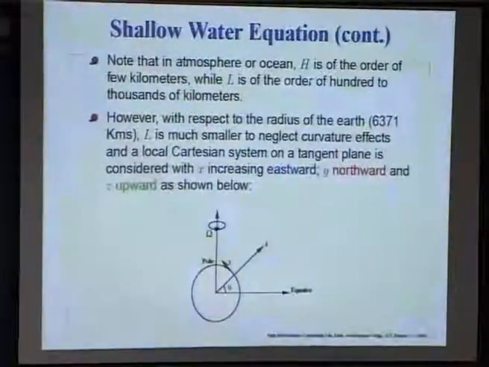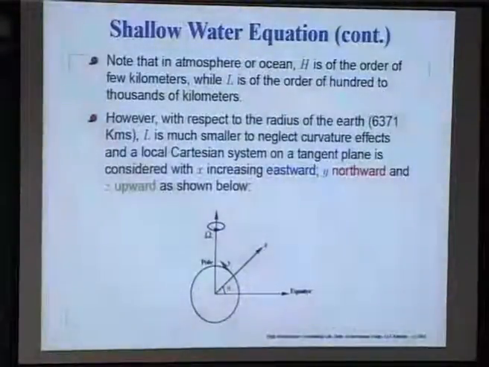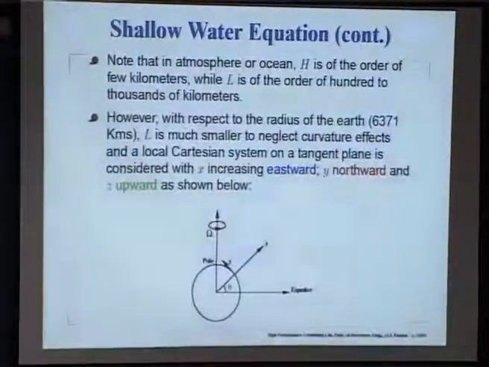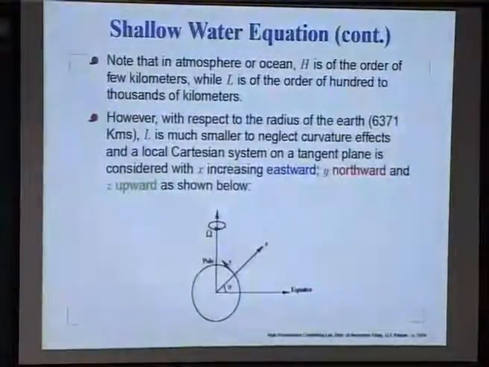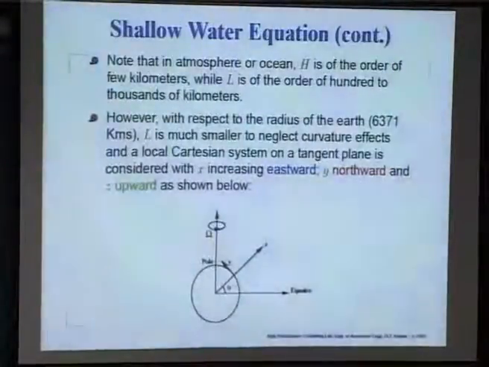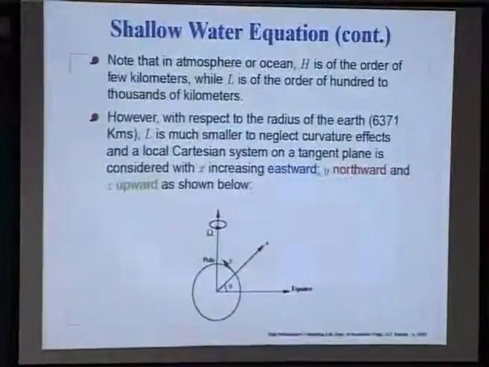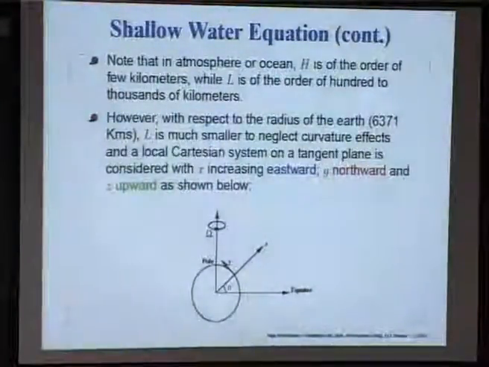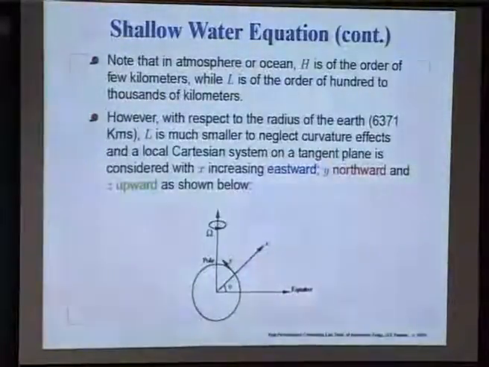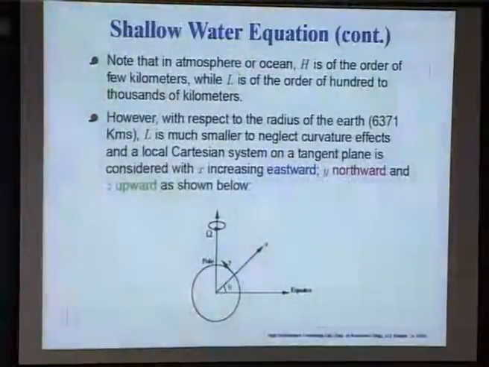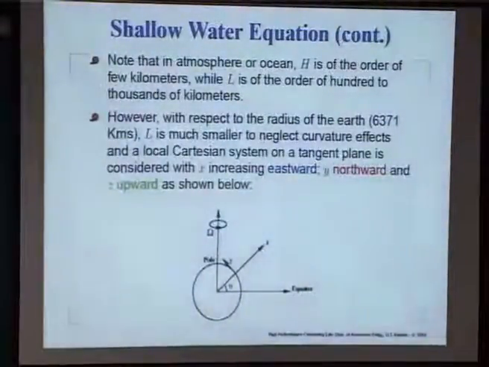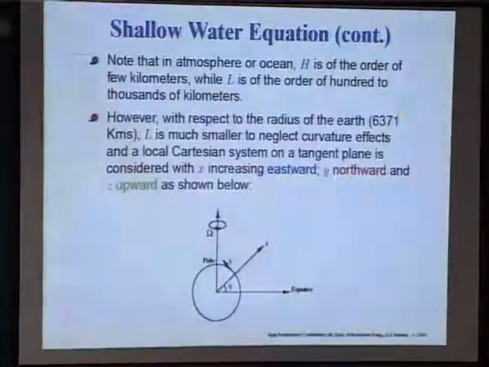We justify it by noting that if we are looking either at the atmosphere or the dynamics in the ocean, h is of the order of few kilometers, while L is of the order of hundreds to thousands of kilometers, right. And with respect to the radius of Earth, even this horizontal scale is much smaller. We are talking about predicting the dynamics over say hundreds of kilometers to even 1,000. Compared to that, 6,400 is quite significant.